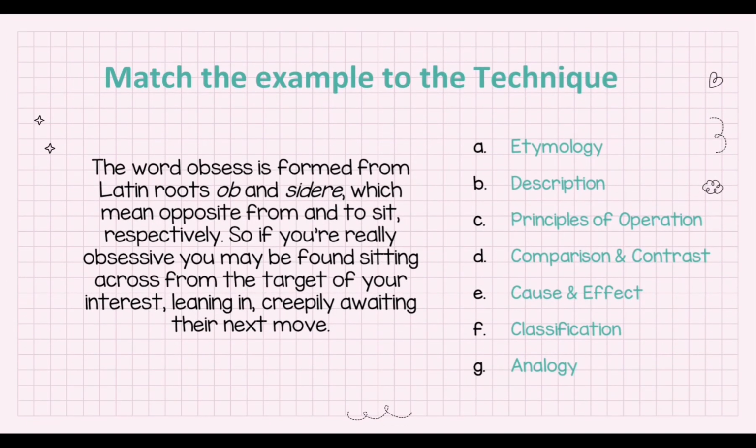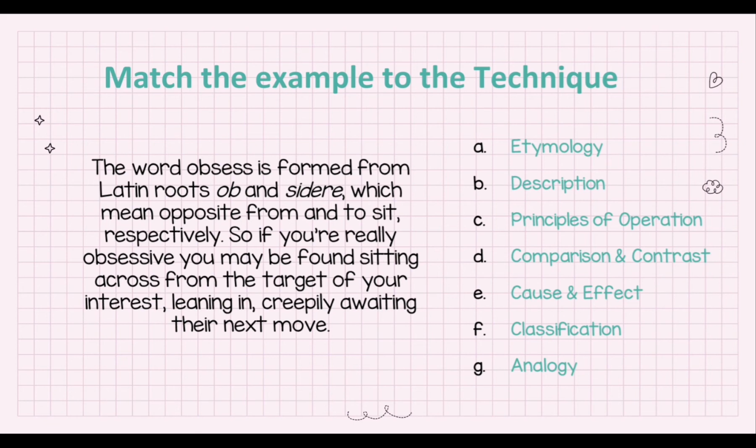So that's analogy. So we all know the 7 techniques of extended definition: etymology, description, principles of operation, comparison and contrast, cause and effect, classification, and analogy. Those are just some examples of extended definitions. There are also other examples that you can learn if you are just going to research it. So there are different materials provided for you that have different examples of techniques, but these are the only ones that we will be discussing because of our short time.